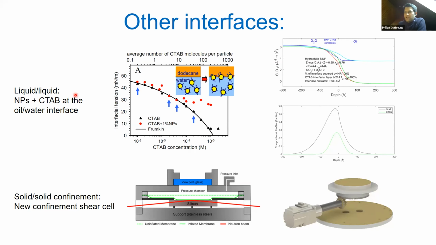More demanding, but also possible, is to measure nanoparticles at the liquid-liquid interface. Here, for example, at the dodecane water interface, where signals are very low. Here, measurements take around 12 hours for a single curve. It's very demanding, but it's also possible. And a new development is also solid confinement interfaces. So we can confine a thin layer of any material between flexible membrane and the silicon to also do confinement measurements, and this will be done under shear as well.